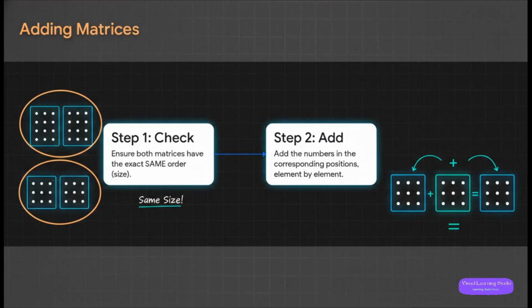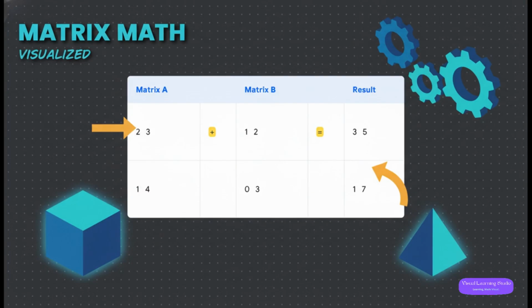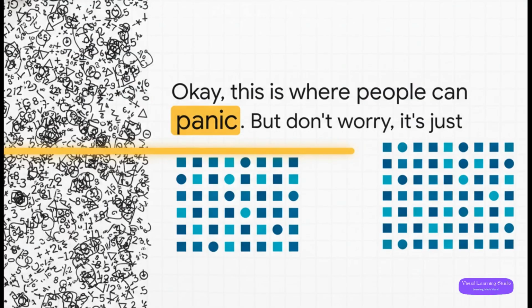Adding is super simple. First, the matrices have to be the same size. Then just add matching numbers. So here, we just do 2 plus 1, which is 3. 1 plus 0 is 1. See? All right, now for the one that trips everyone up, multiplication.